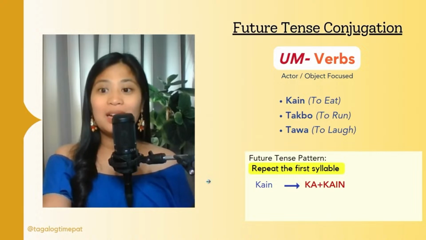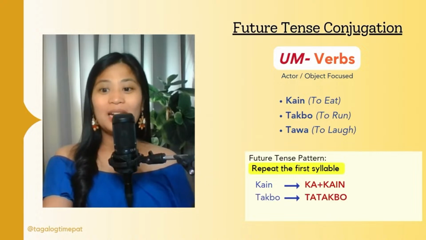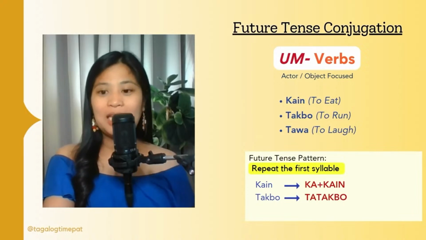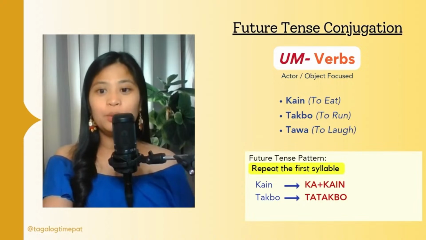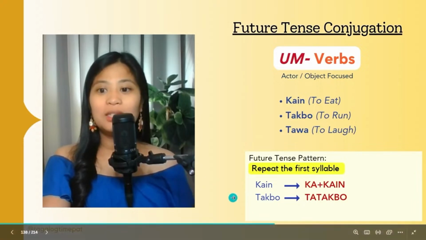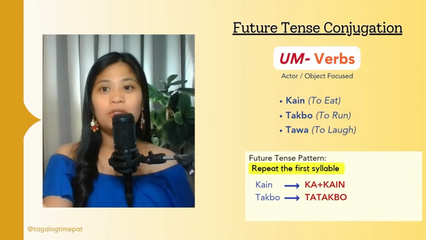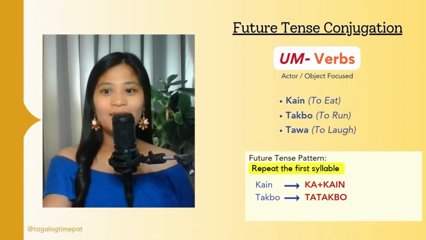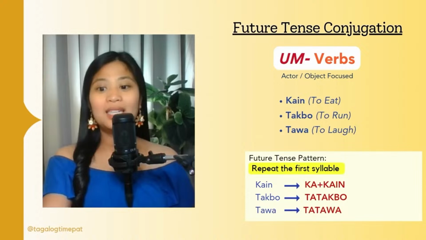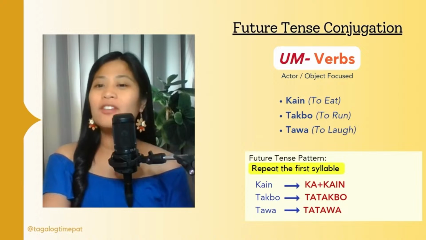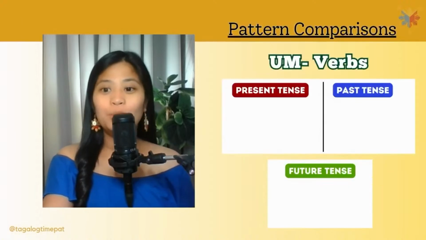So let's take a look at takbo, which means to run. Takbo in the future tense becomes tatakbo. Tatakbo sila, they will run. Again, you're just repeating the first syllable. You give it a try. What do you think tawa, to laugh, will be in the future tense? All right, tawa will be tatawa. Tatawa sila, they will laugh. So you're just repeating the first syllable for the future tense conjugation of verbs. Very interesting. They just dropped the infix altogether.